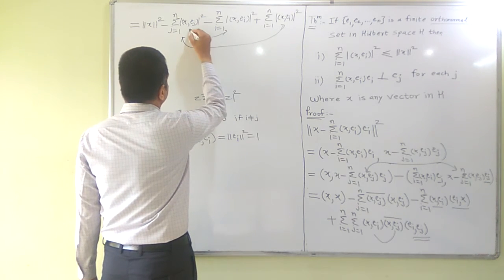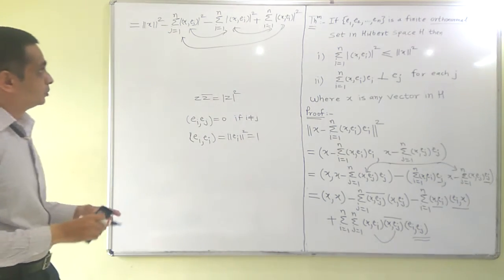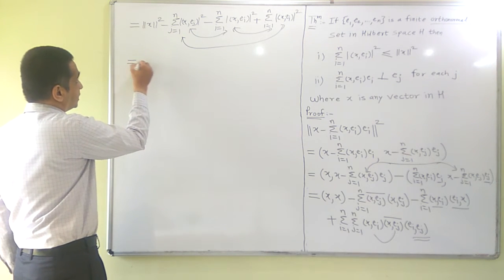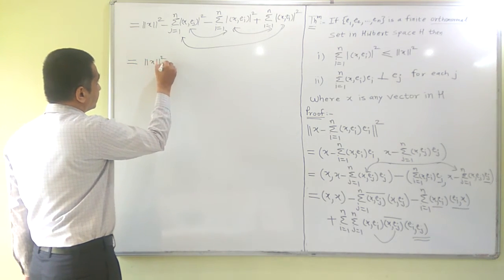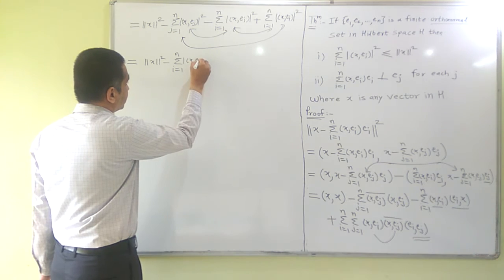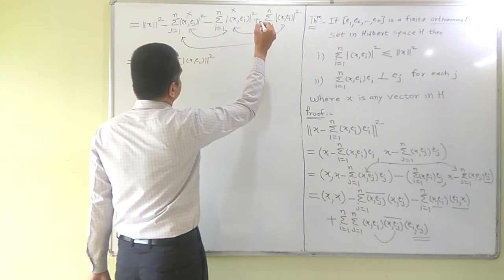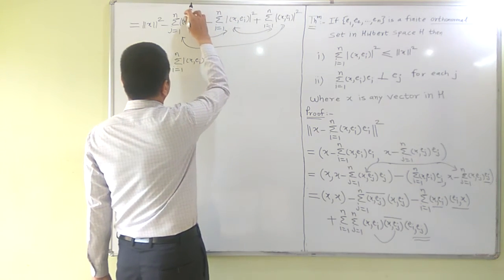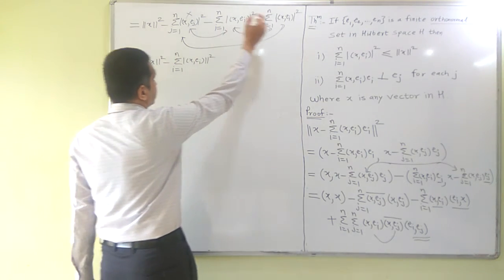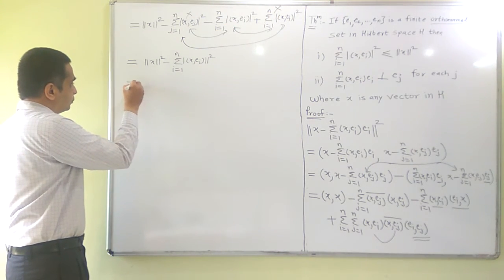This is equal to this, and the first and third terms equal this. So any two terms get cancelled, and what we are left with is this. So I can write it as norm x squared minus the sum from i equals 1 to n of mod of x, e_i squared. So what I am saying is this term and this term get cancelled. I mean, the first and second and fourth terms, this and this get cancelled. What we are left with is this. Thus, what we proved is this.